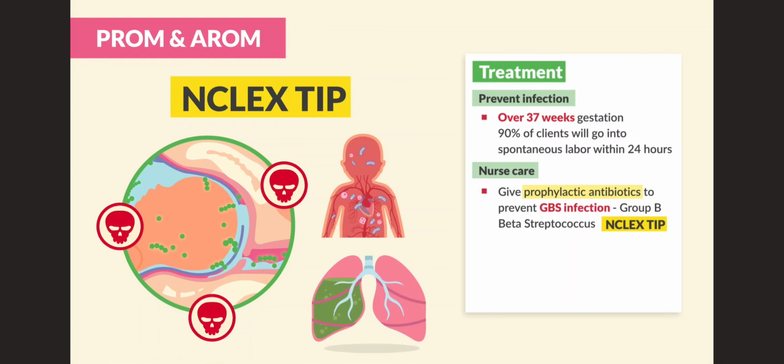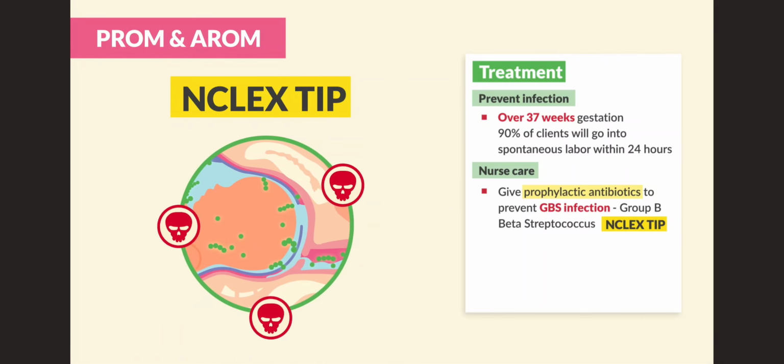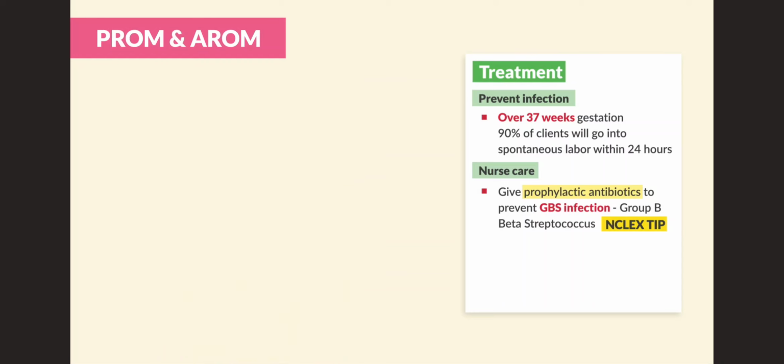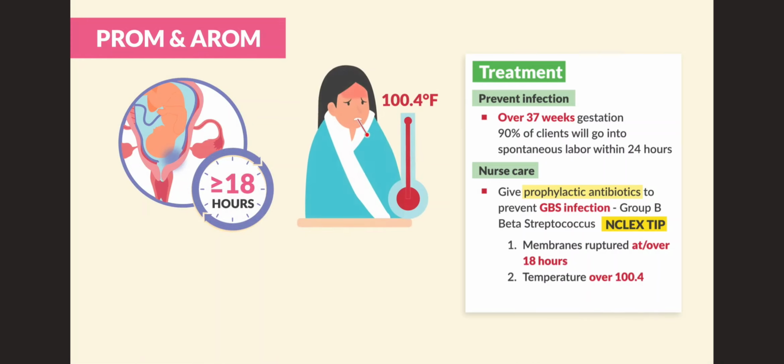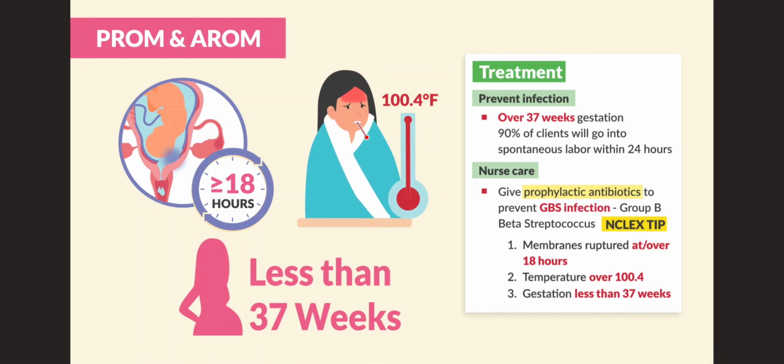Now, if GBS status is unknown, then antibiotics are typically ordered for 3 reasons. So number 1, membranes have ruptured at or over 18 hours. Number 2, temperature over 100.4. And number 3, gestation less than 37 weeks. So please be sure to pause the screen and write those down.